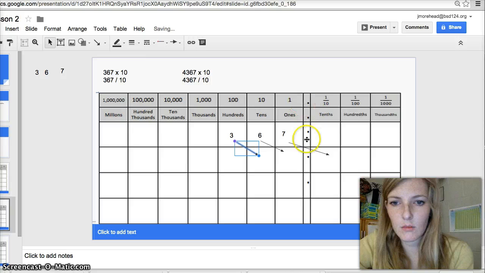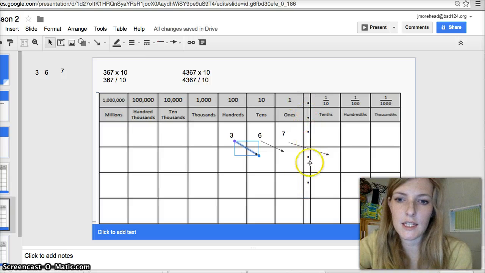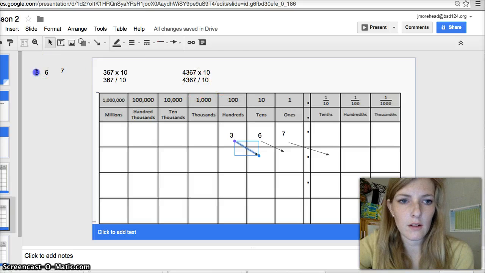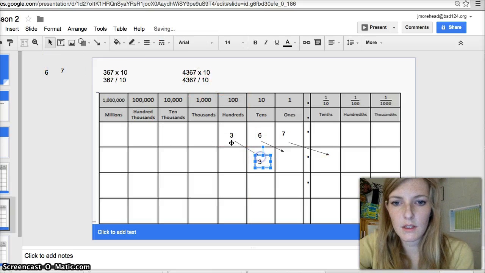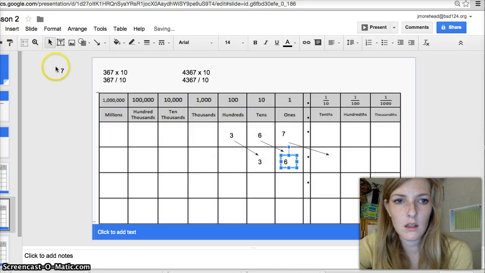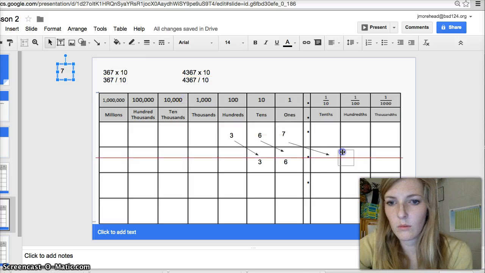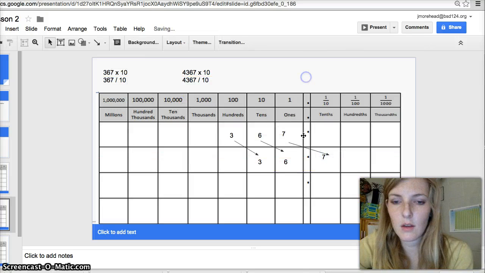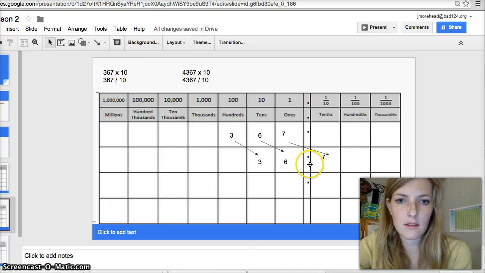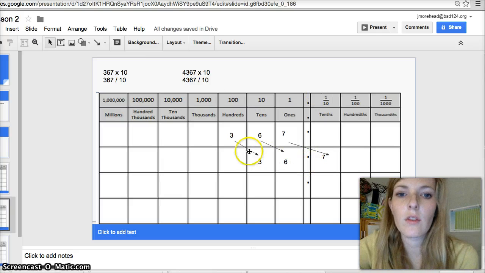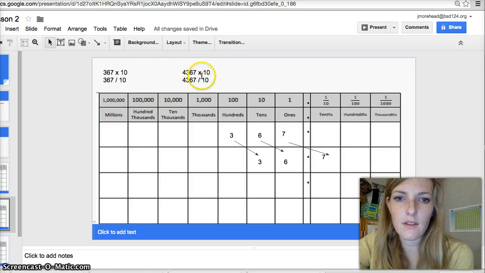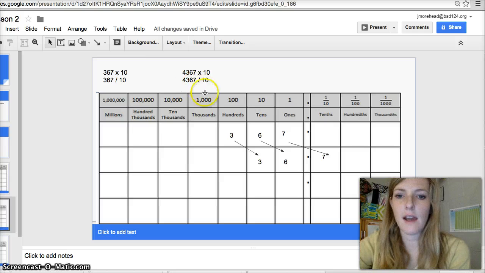And remember that decimal place value is just that decimal place value. That doesn't count as 1. So now when I have my numbers in there, my 3 is going to move here, my 6 will move here, and then my 7 will be moving over into the tenths place. So now my new number is 36 and 7 tenths. Okay, now I want you to try with 4,367 first times 10, and then do 4,367 divided by 10.